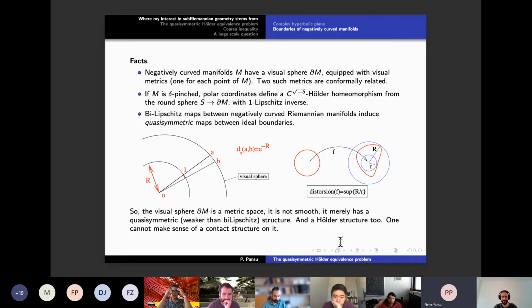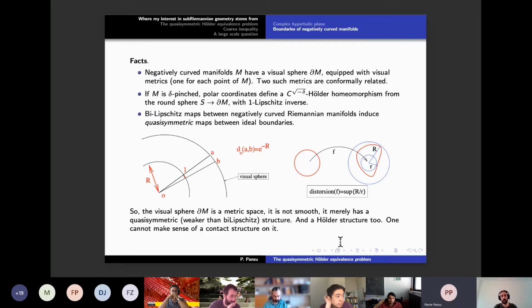So quasi-symmetric means that balls are mapped to quasi-balls. Well, you tell me, bi-Lipschitz maps behave in this manner. Yes, but what do I require? I merely require that the ratio of two radii is bounded. So which radii? The capital R here is the outer radius, the radius of the largest ball that contains this quasi-ball, and small r is the inner radius, the radius of the largest ball which is contained in the quasi-ball. So bi-Lipschitz would say that both capital R and small r are bounded.